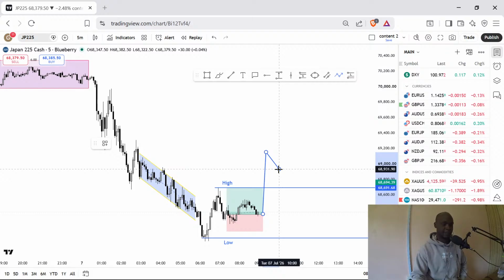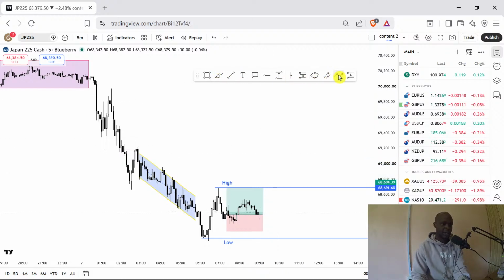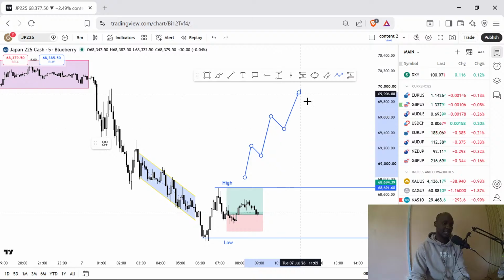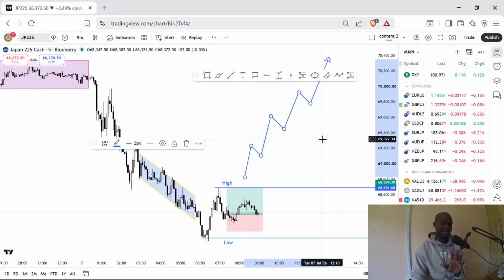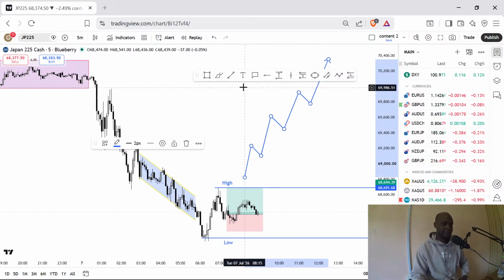But normally, as price continues to push higher, what we normally know about trending markets is that we get higher highs and higher lows. So price moves in this manner: higher highs, higher lows, higher highs, higher lows. And as price continues to push higher, that's what we normally get until we get a break of the trend. So normally, I lock in profits in this manner.